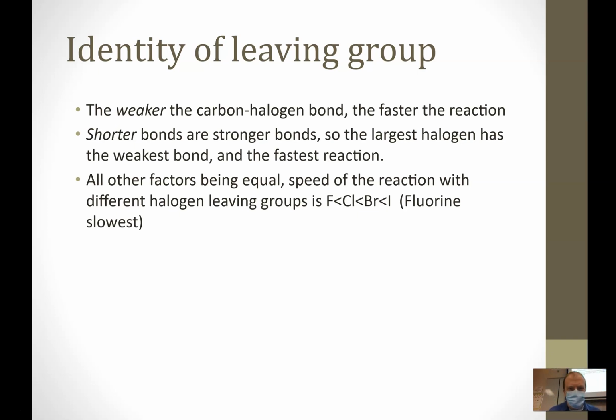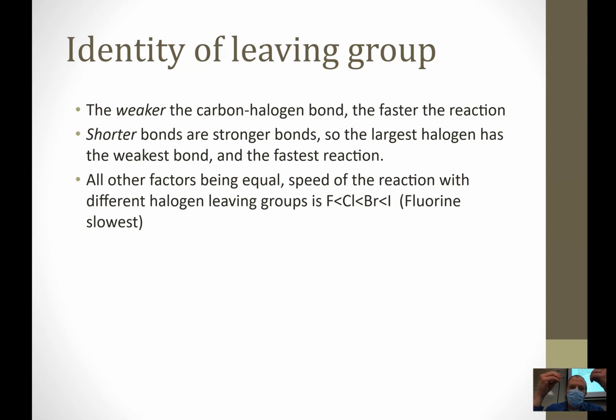This might make sense: here we're talking about a substitution reaction where we swap out a halogen for a hydroxyl group. The weaker that bond, the faster the reaction is going to be, whether it's Sn1 or Sn2. Shorter bonds are stronger bonds. So generally, all other things equal, the slowest reaction is going to be with a fluoroalkane. The fluoroalkanes are pretty unreactive. They probably wouldn't react at all. And then as you go down the halogens down the periodic table, that bond gets weaker and weaker, and this reaction will go faster and faster.